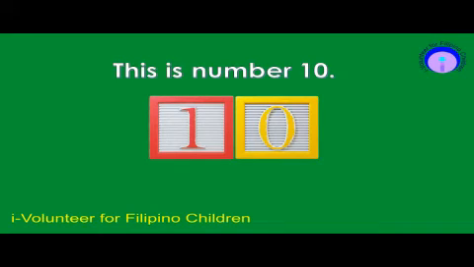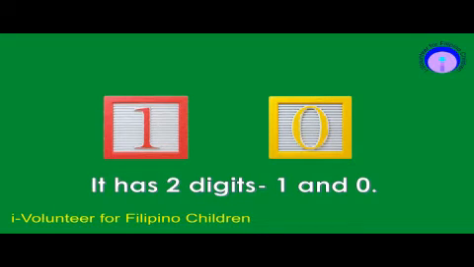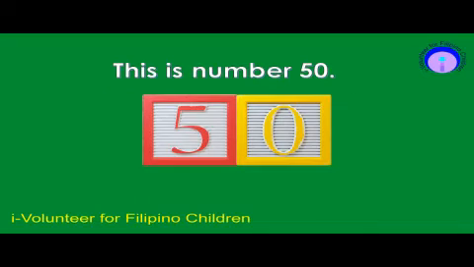Another example is number 10. It has 2 digits. 10 is an example of a 2-digit number. The digits are 1 and 0. This is number 50. It has 2 digits, 5 and 0.